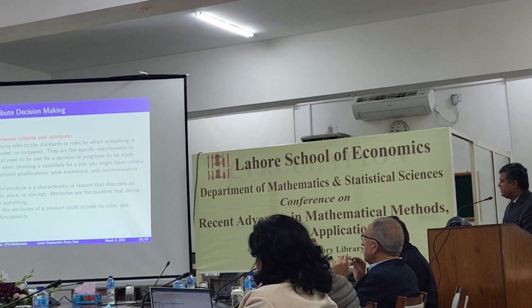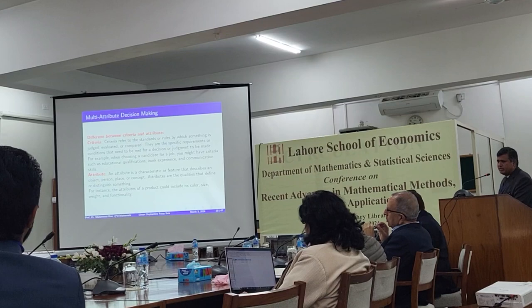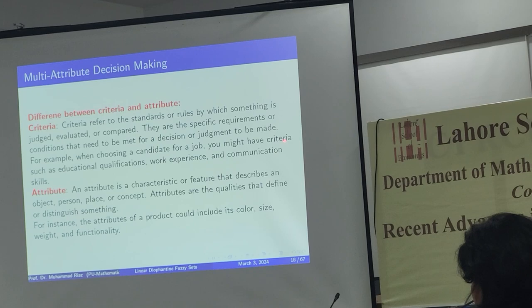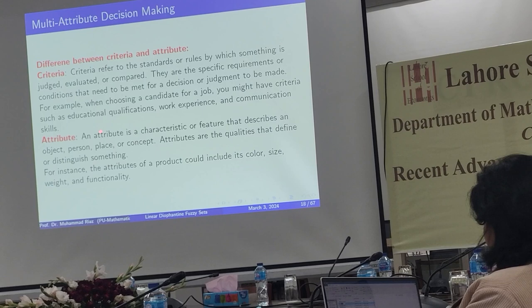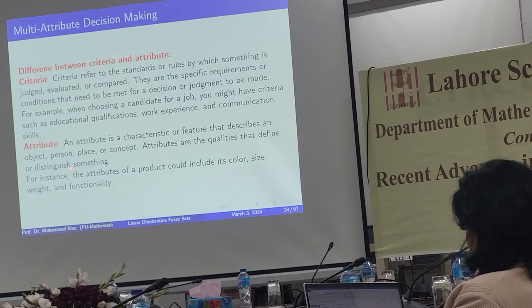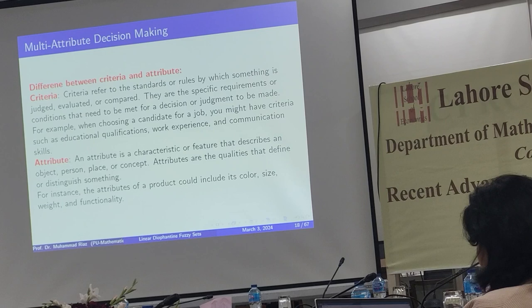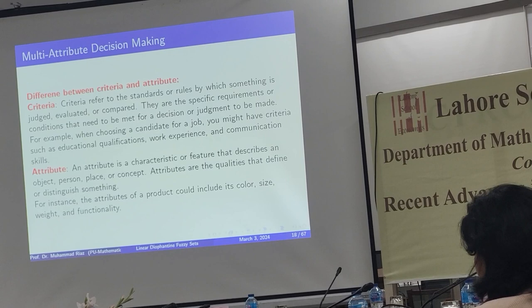We use some criteria and attributes in decision-making techniques. There is a difference between criteria and attributes. For example, if we are choosing a candidate for a job, we might have criteria such as education, qualification, work experience, communication skills, etc. But an attribute is a thing like, for example, when we are dealing with some product and we are interested in its color, size, weight, functionality. For example, we have to purchase some home appliances, mobile phones, laptops, etc. Then these would be attributes.